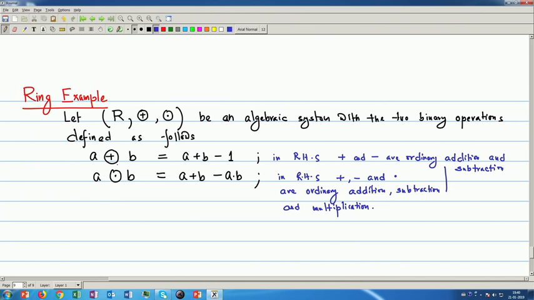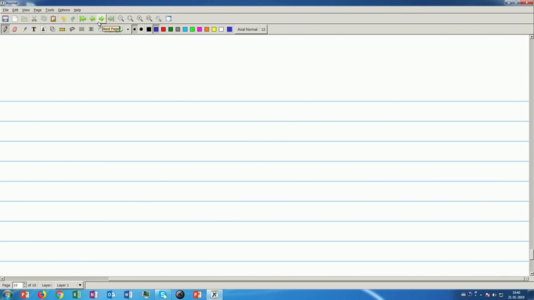Now, we check whether this algebraic system becomes a ring or not. So, check if R, ⊕, ⊙ is a ring. If we remember the properties of a ring, one by one we try to check them. Okay. So, we give the solution and this is a continuation.